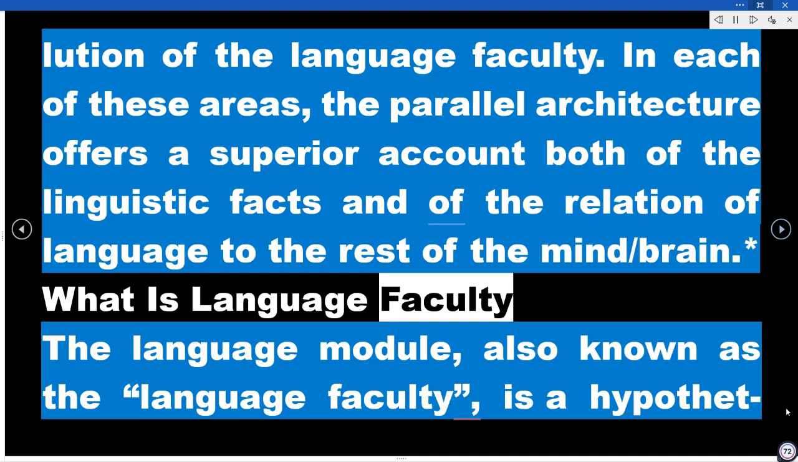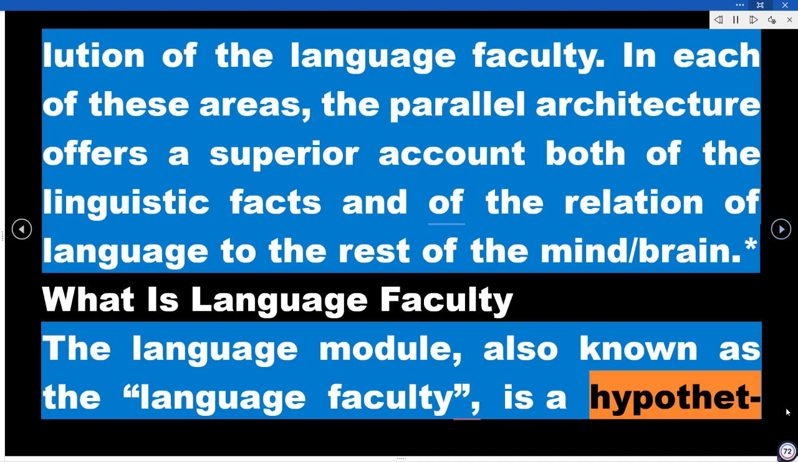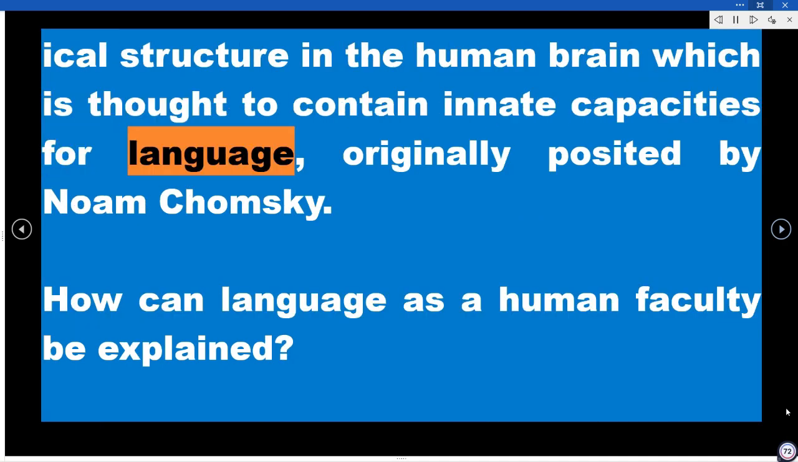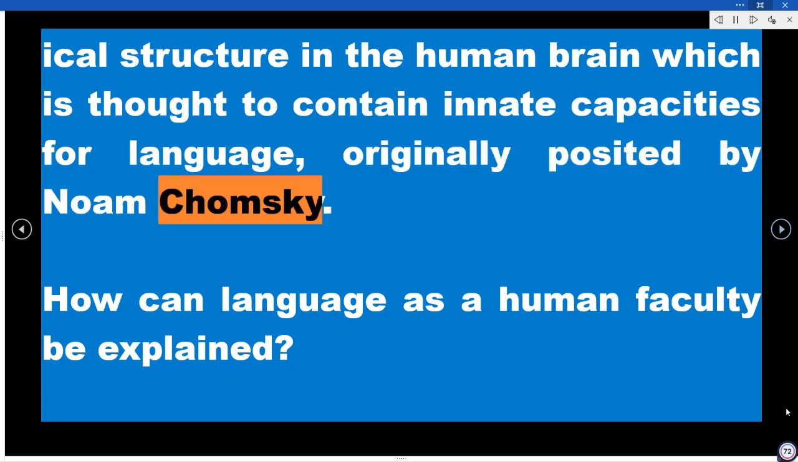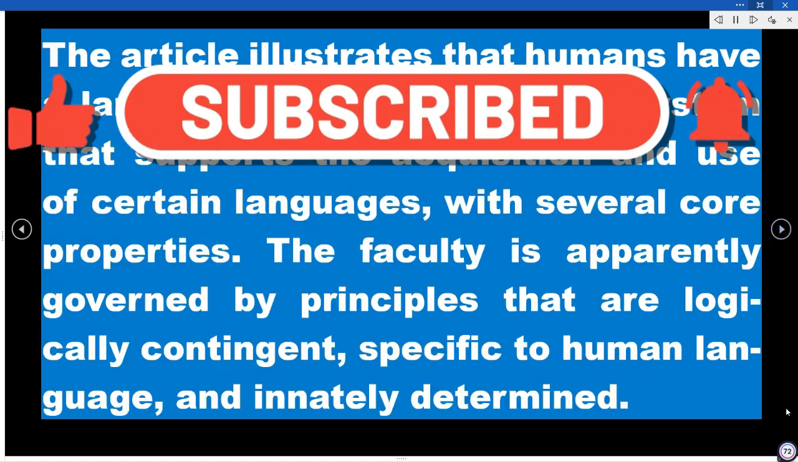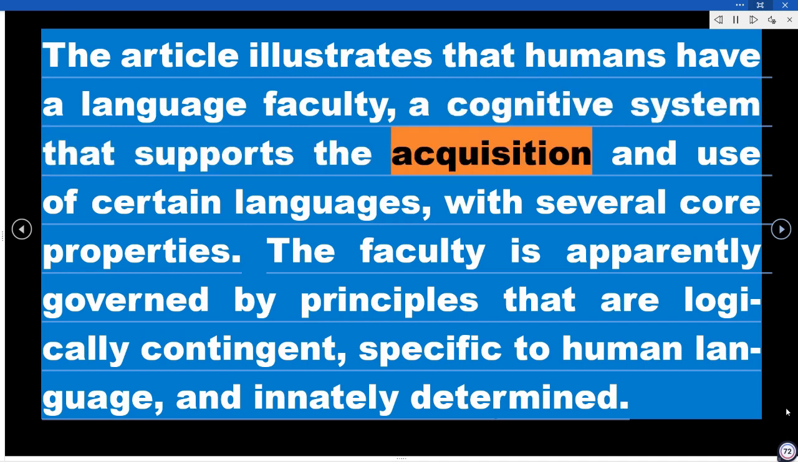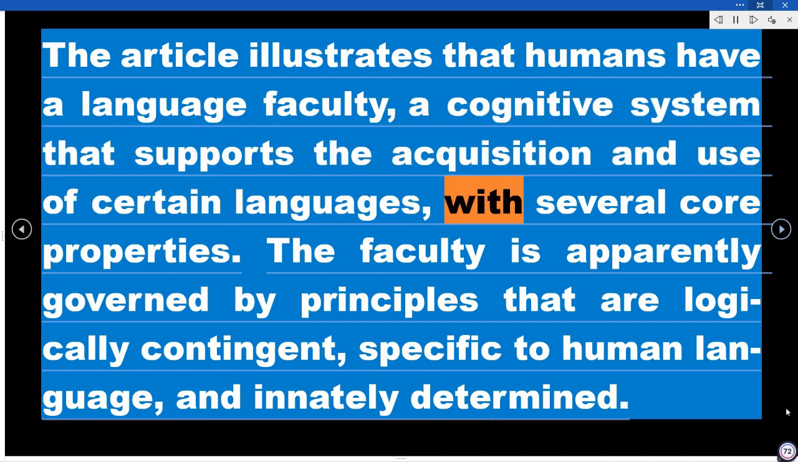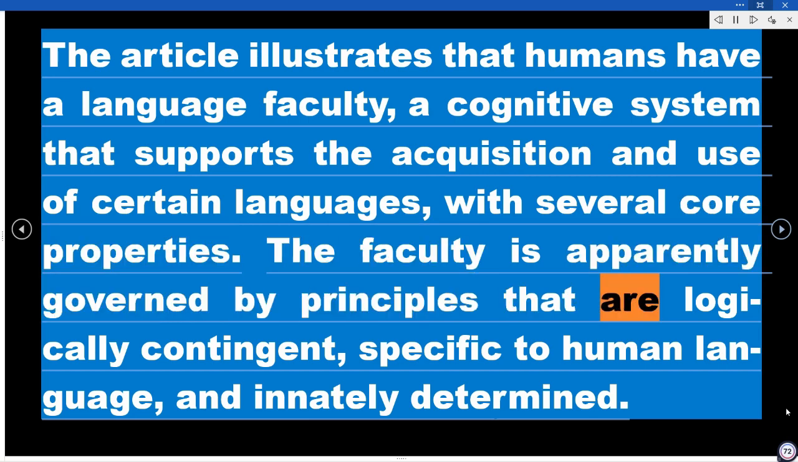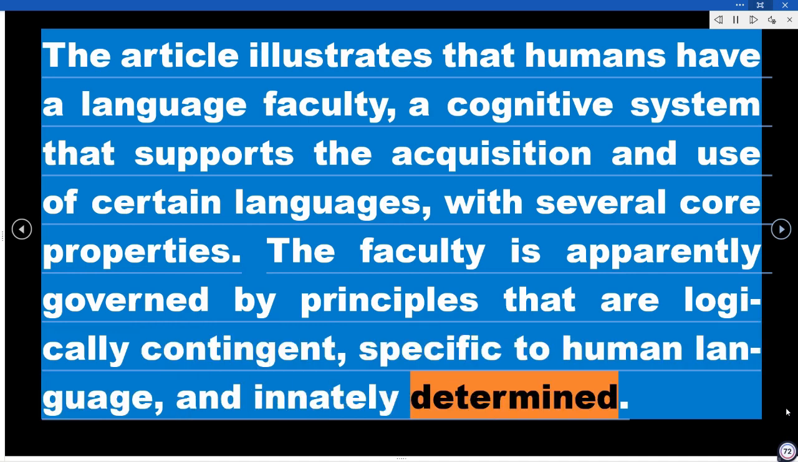What is language faculty? The language module, also known as the language faculty, is a hypothetical structure in the human brain which is thought to contain innate capacities for language, originally posited by Noam Chomsky. How can language as a human faculty be explained? The article illustrates that humans have a language faculty, a cognitive system that supports the acquisition and use of certain languages, with several core properties. The faculty is apparently governed by principles that are logically contingent, specific to human language, and innately determined.